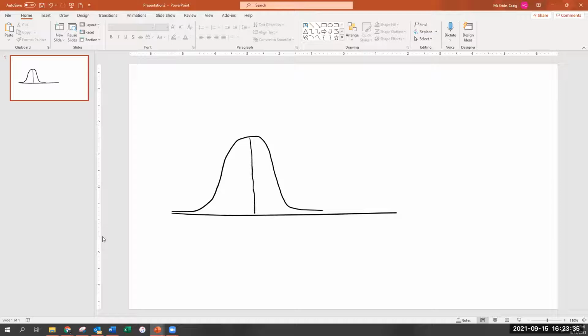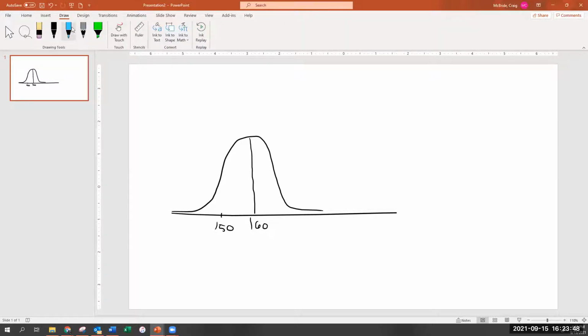So remember, this is still sitting on the number line. The distance from 160 to 150 is still the exact same distance because we're still sitting on the same number line. All that's happened is our original curve, that looked like this, you've got a lot more area underneath that curve than you do now under this one.